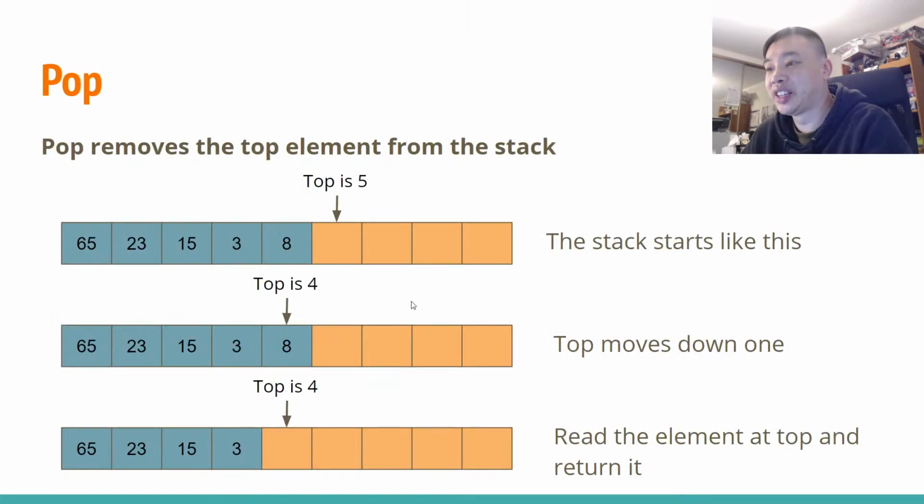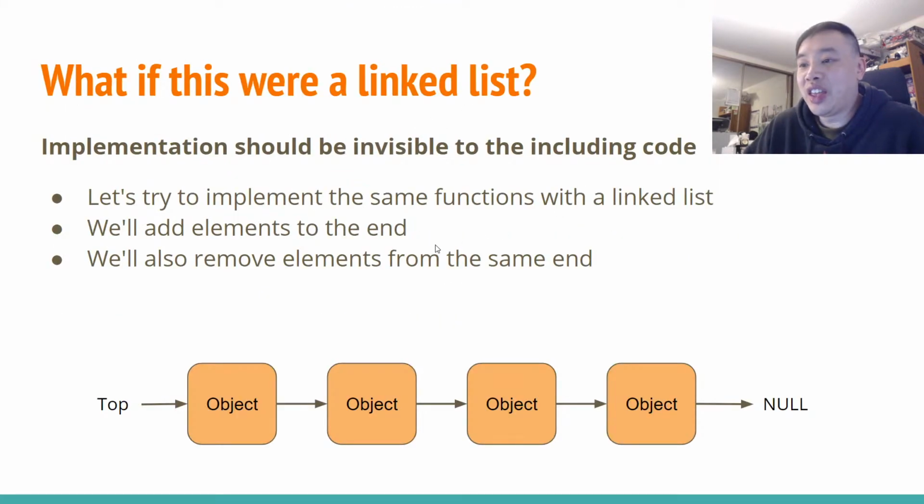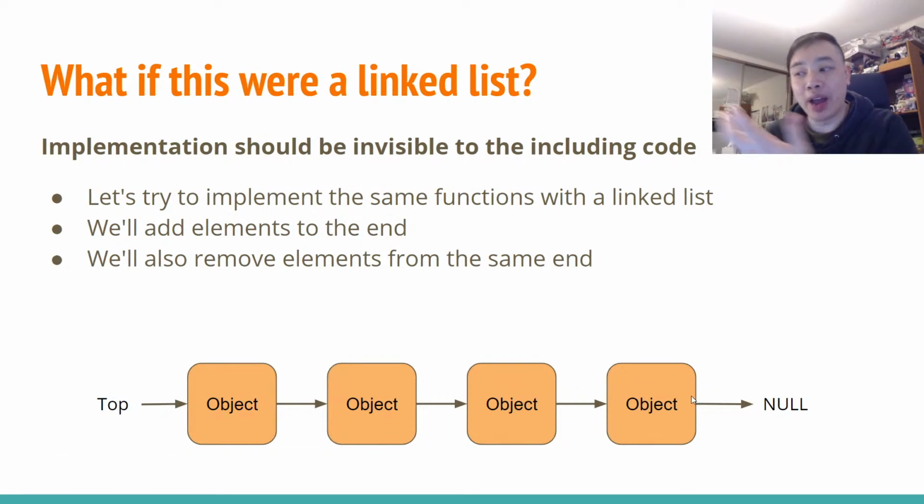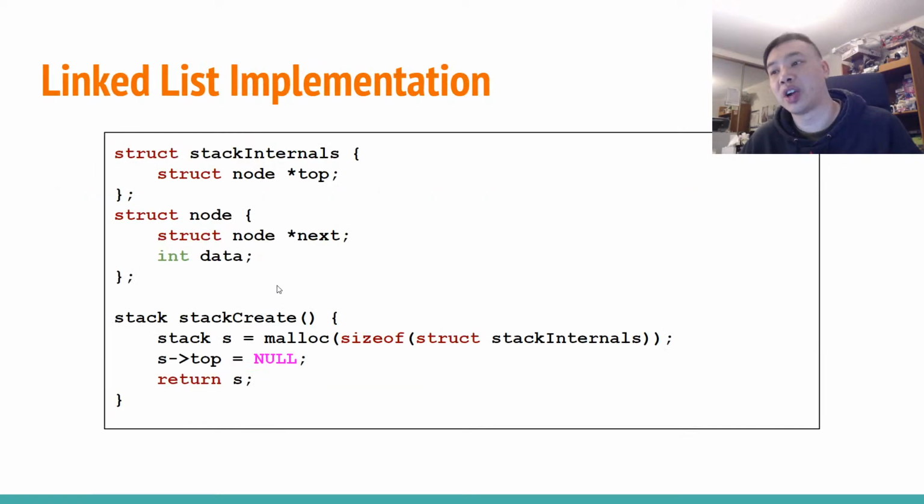So I'm going to quickly run through the rest of the slides. What would we do if this was the linked list? Now, there's other ways we could do this. We could have the top pointing at the head, and we could just add and remove to the head of the list. Or we could add and remove from the tail of the list. It doesn't matter so long as the rules are followed. You can use your data structure however you want.